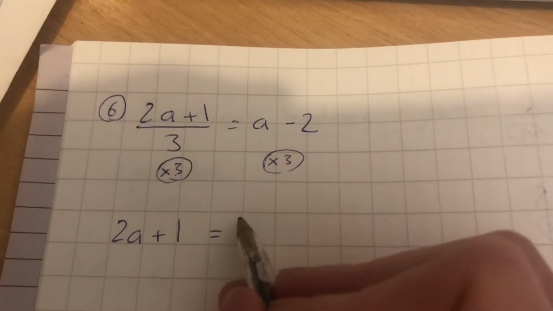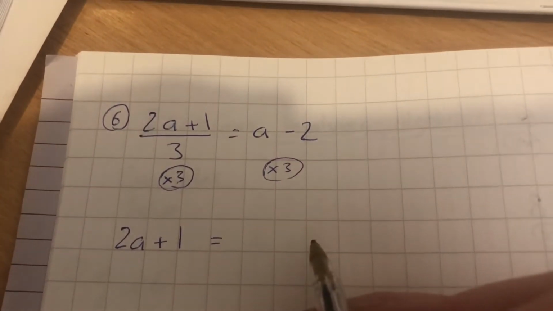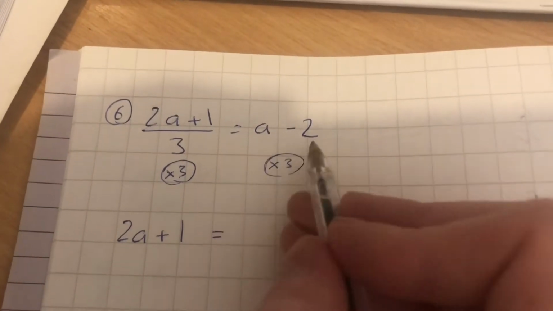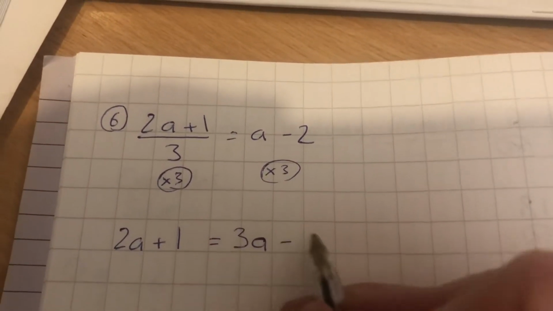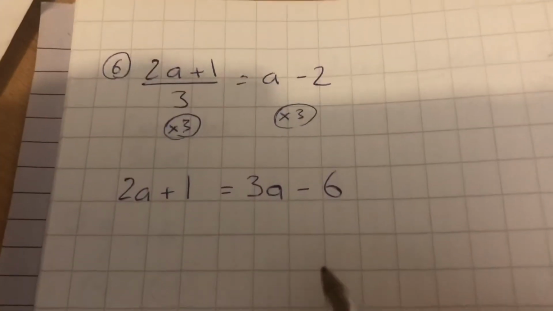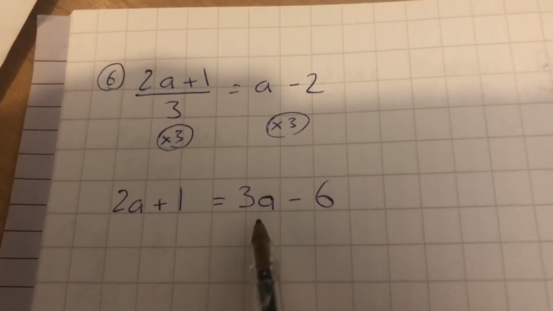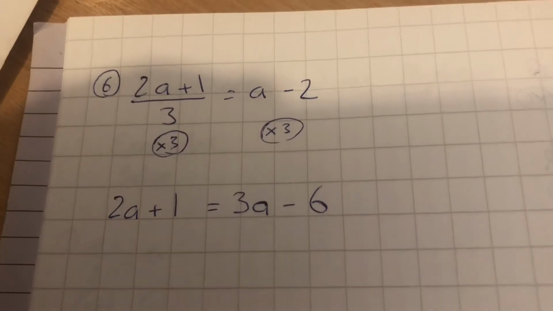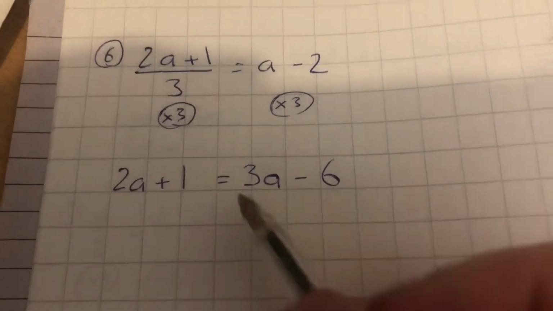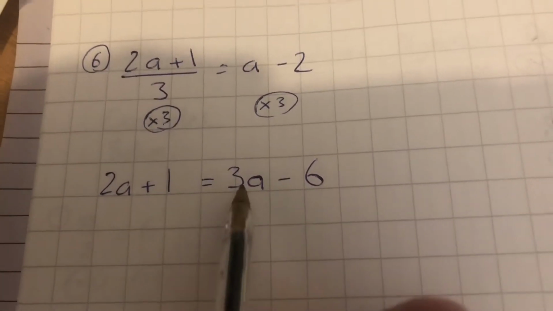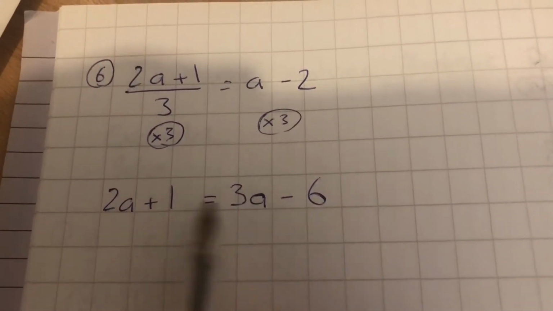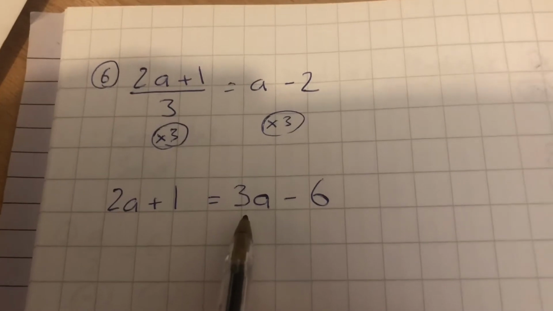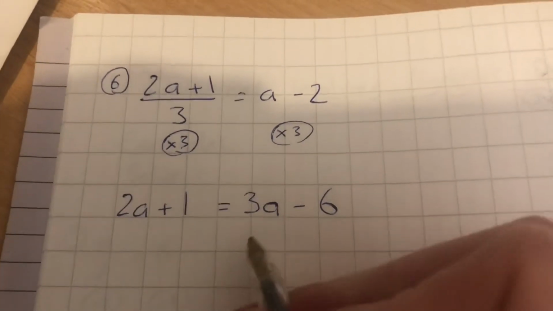You can do 3 open bracket a minus 2 close bracket and then multiply it out, or you can just multiply both of these terms straight away by 3. So it becomes 3a minus 6. Now again, we're dealing with an equation where we have unknowns on both sides. So we're looking to get rid of one of the a's on either the left or the right hand side, so we can get rid of either the 2a or the 3a. It doesn't really matter. I'm going to get rid of the 3a.